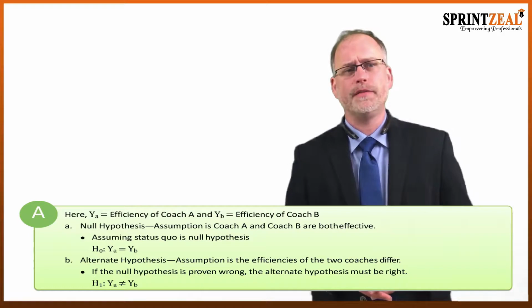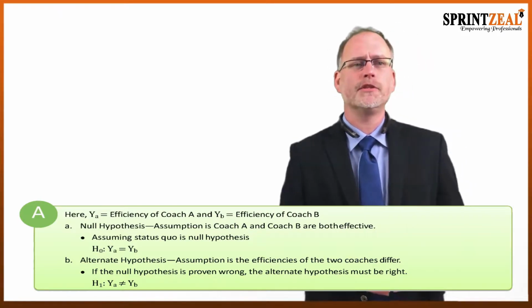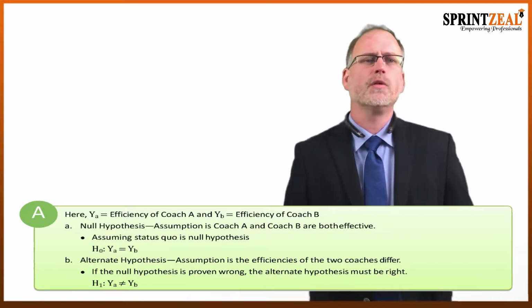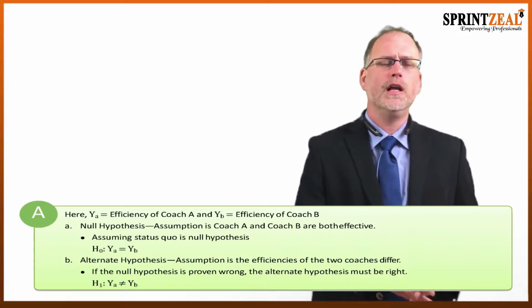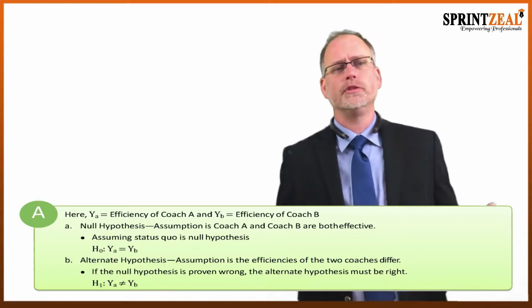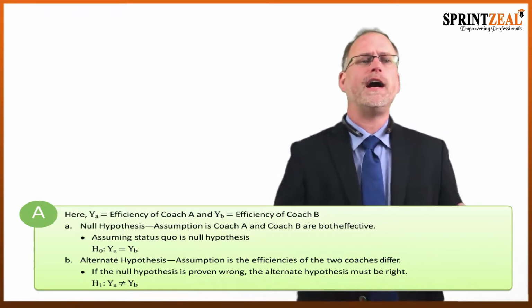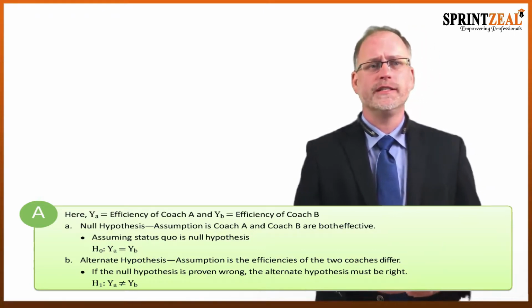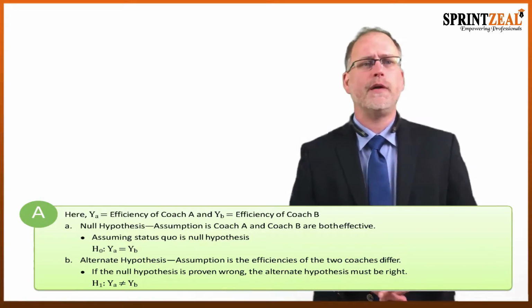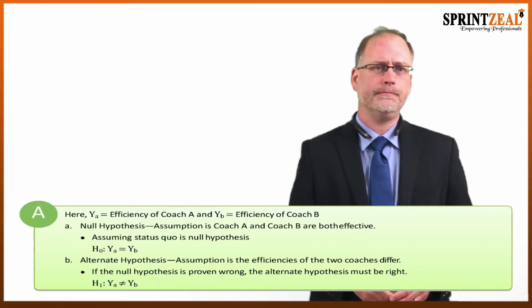The first hypothesis we make is called the null hypothesis, which is the assumption that Coach A and Coach B are both effective. So we're going to assume the status quo. Our null hypothesis is that Coach A is equal to Coach B. There's no difference. That would mean that our alternate hypothesis, which is the assumption that the efficiencies of the two coaches do differ, is that Coach A is not equal to Coach B.